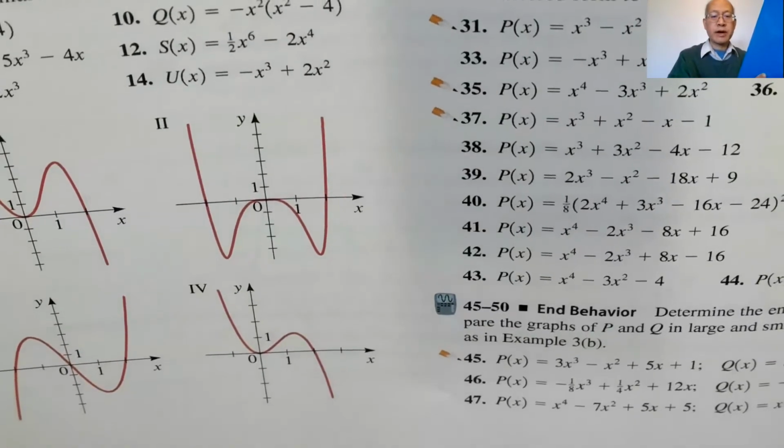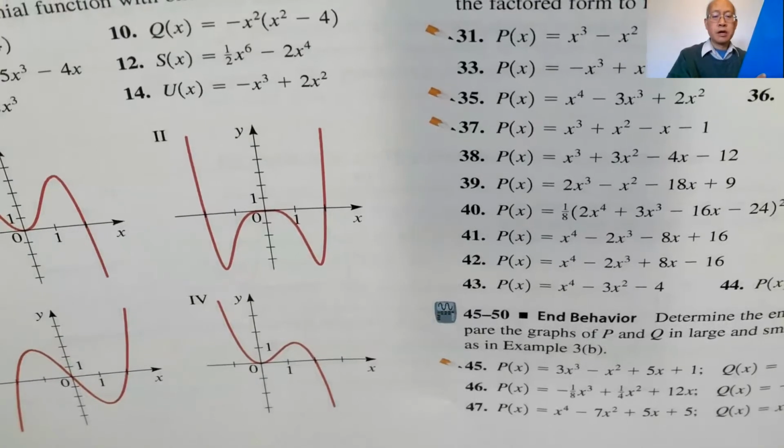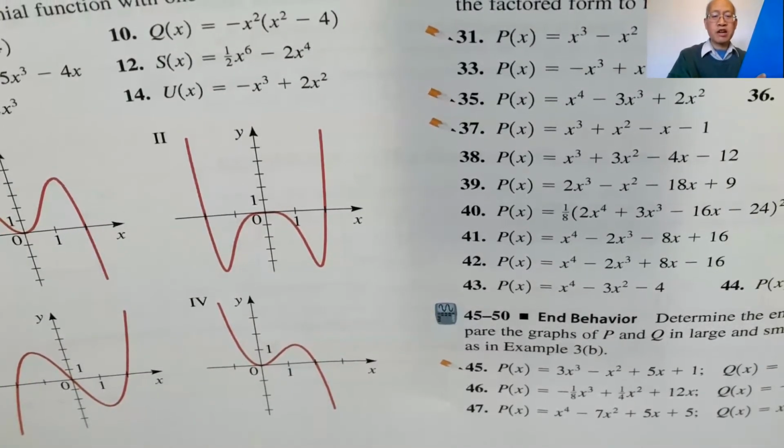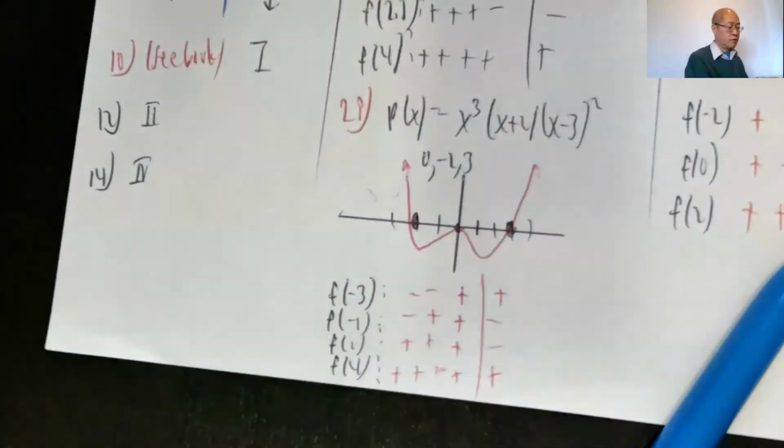Negative x cubed plus 2x squared. Zeros are at 0, 0. When x gets big, y goes to negative infinity. When x gets negative big, y goes to positive infinity. Right, so that's what we have for that one.